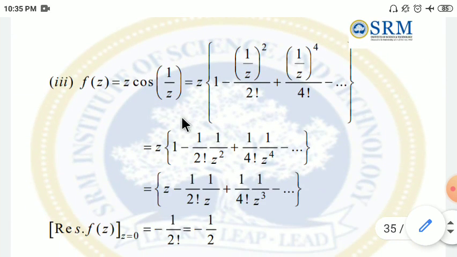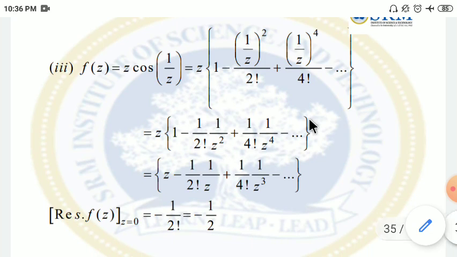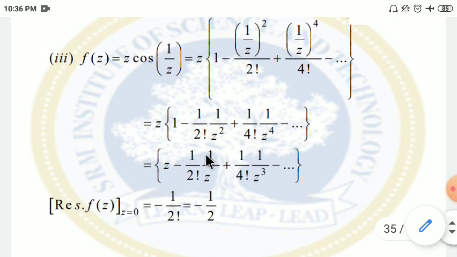Third one, z into cos of 1 by z. Use the cos z expansion, multiply z into the term, we get this one. It has an infinite number of negative powers of z, and what is the residue of f of z at the point z equal to 0? When you put z equal to 0, it's not possible. So the limiting case fails completely, isn't it? So that's why this technique is used when the limiting case fails. So what's the coefficient of 1 by z? 1 by 2 factorial, that is minus 1 by 2 factorial. The answer is minus 1 by 2.